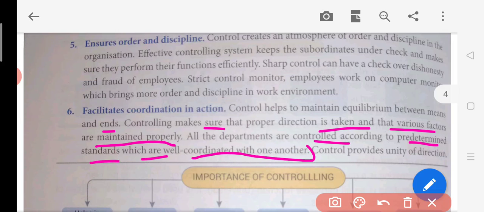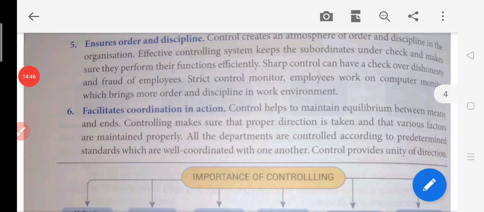Suppose the production department is planning for 500 cars, then the sales department should also plan to sell those 500 cars. But suppose the marketing unit or the sales are planning for 500 cars and the production department is manufacturing only 300 cars, then there is a shortage of 200 cars in the market. So this is not good actually. This is how they cannot coordinate between each other. If the control in the production department is not there, then definitely the target will not be achieved. So this can be a problem, so controlling facilitates the coordination also.